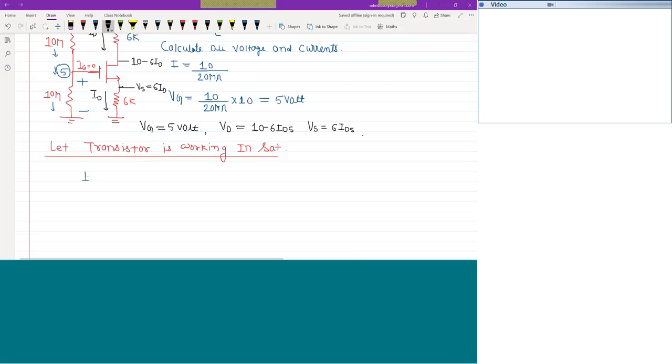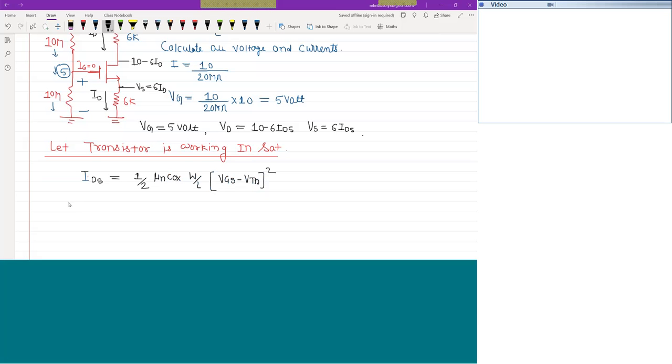IDS is equivalent to 1 by 2 mu n into COX into W by L into (VGS minus VTH) whole square. Now, what we know is that IDS is not a known parameter. We don't know what the value of IDS is for the circuit.